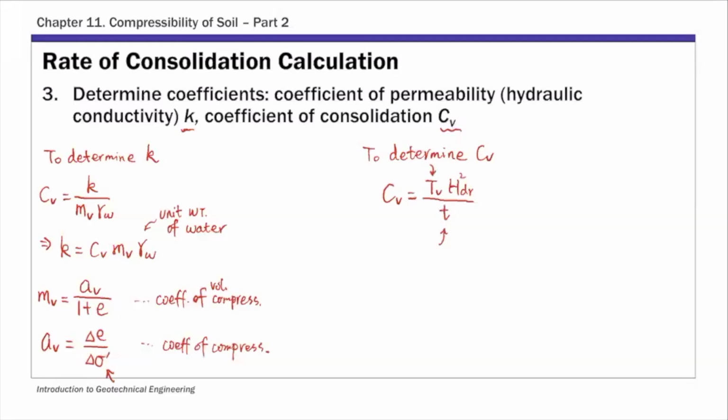And I have prepared a couple examples, one for determining k, the other one for determining C_V. So I'm going to go over that today. All right. So these are basically the three types of problems you're going to see in time rate of consolidation calculation. All right. And next, we're going to go over examples. So for each of these three types, I have one or two examples. So let's go over some examples.